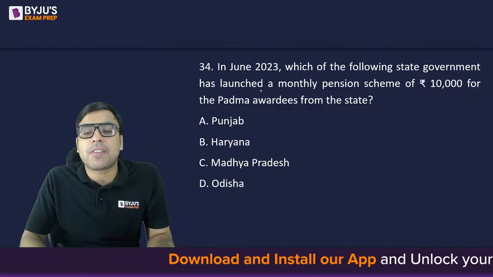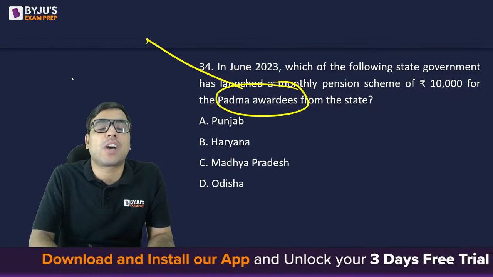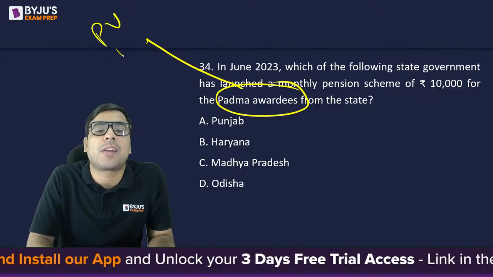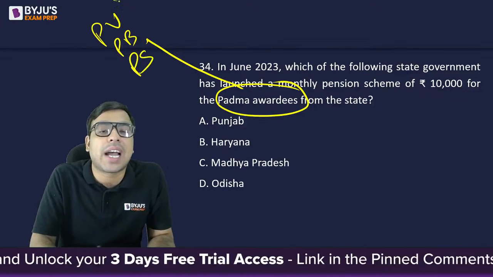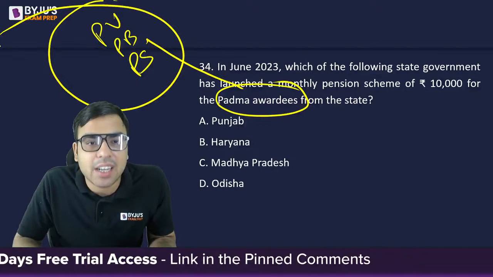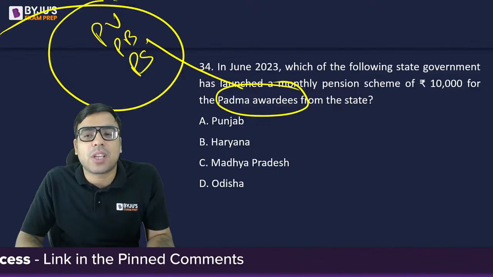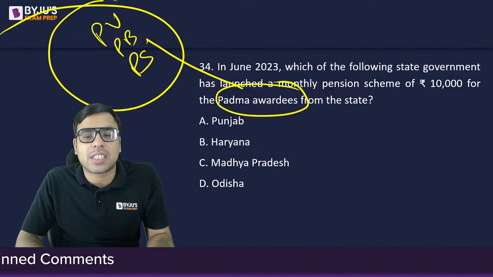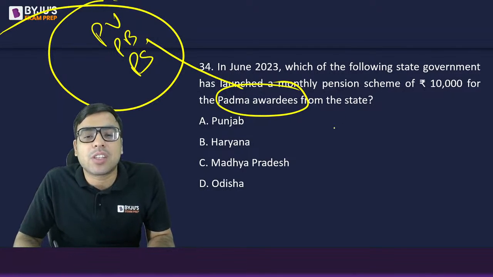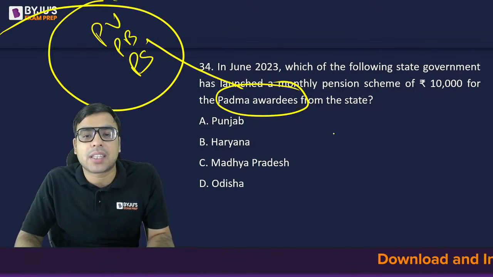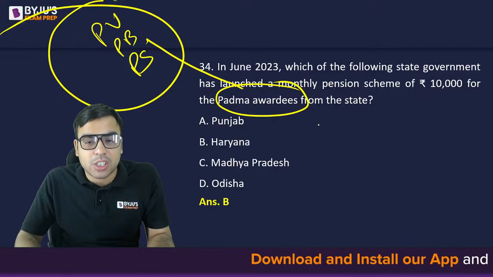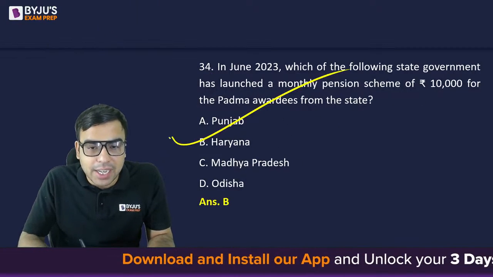So Padma Awards समझते हो, मतलब Padma Awards means those who are Padma Awards winners, like Padma Vibhushan, Padma Bhushan, Padma Shri. I have taught these Padma Awards in detail in paid classes. So आपको ये बताना है कि which state government has launched a scheme in which 10,000 rupees will be provided every month to the Padma Awards winners. So the right answer is state of Haryana. B is the right answer to this question.